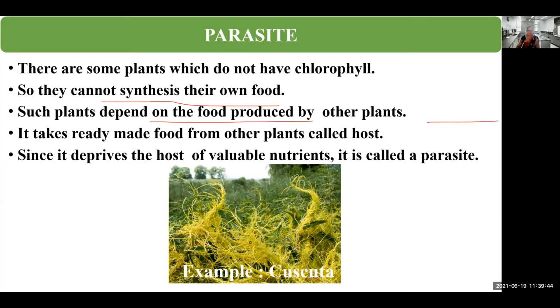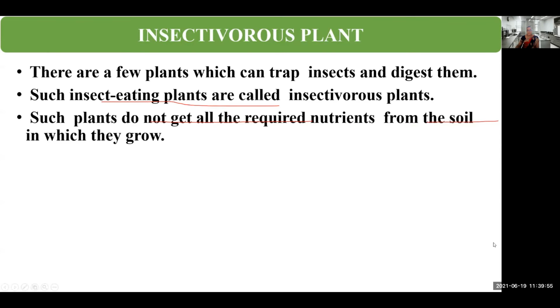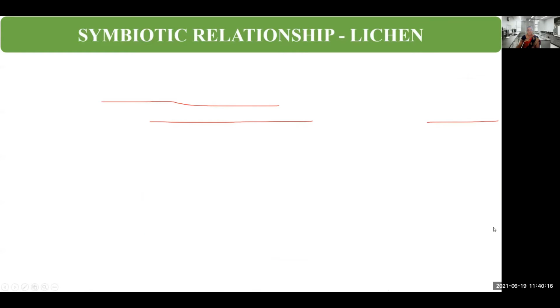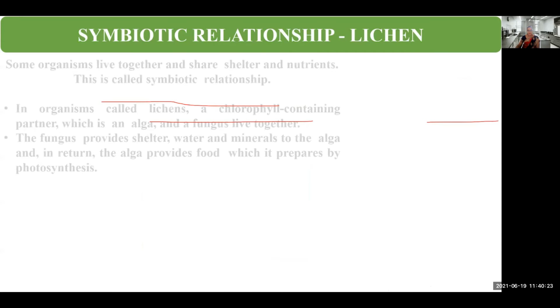Okay. Example, Cuscuta plant. This is one of the plants, which is a parasitic plant. Next, insectivorous plants. There are a few plants which can trap insects and digest them. Such insect-eating plants are called insectivorous plants. Such plants do not get all the required nutrients from the soil in which they grow. So these are the examples: Venus flytrap, pitcher plant, sundew. And I have explained what insectivorous plants are and why they feed on insects. Everything I have explained in the introduction part itself.